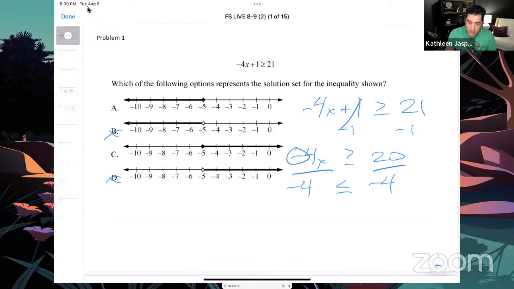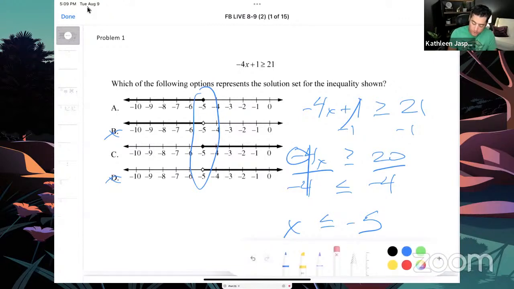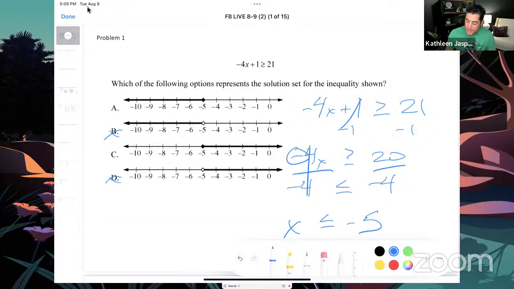So because I'm dividing by a negative, it flips. It gives me x is now less than or equal to, and then 20 divided by negative 4 is going to be negative 5. Well, I know I'm going to get negative 5 because every single one of these was on negative 5. So that's a good way to check myself. The problem is which way is the sign going? And the sign is x is less than.